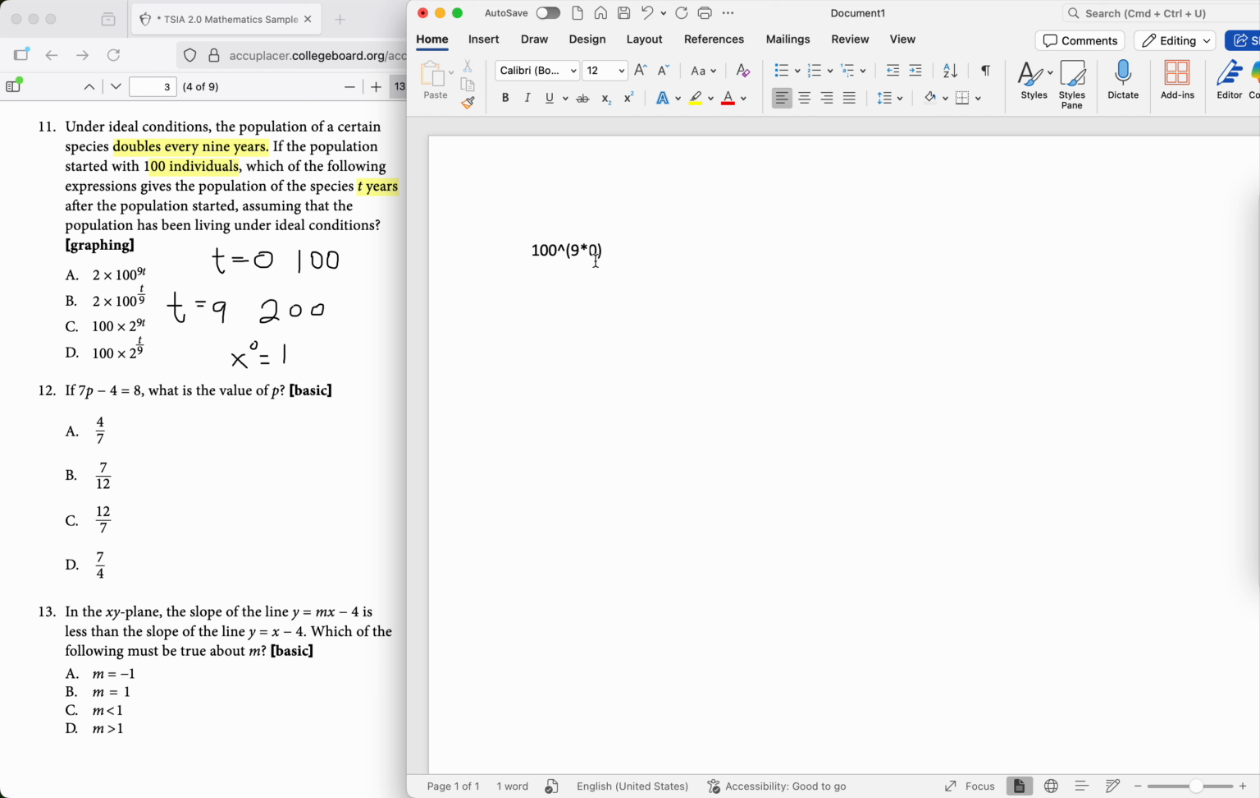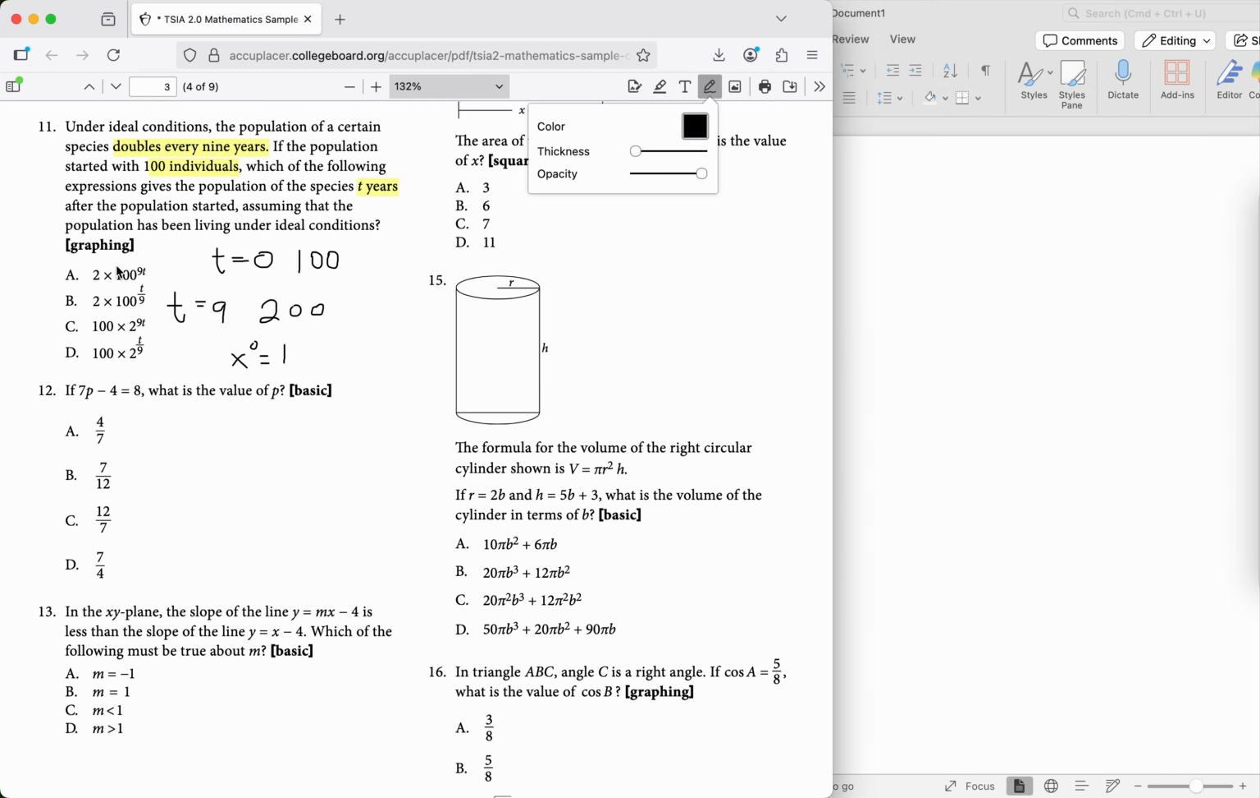9 times 0 is 0, right? And so we get 100 to the 0 power. And that's another way of getting 1. So we're left with 2 times 1. And 2 times 1 is not 100, so we can mark out A.